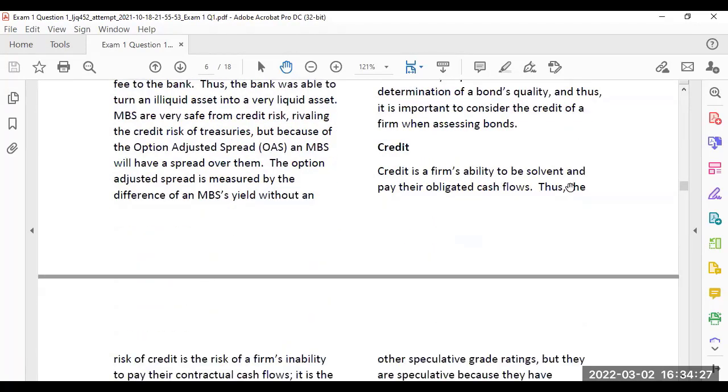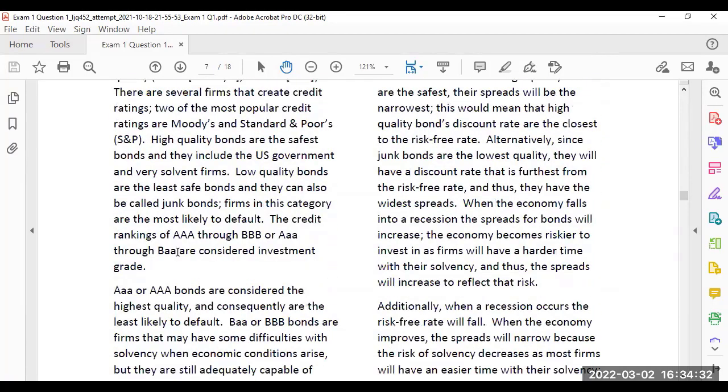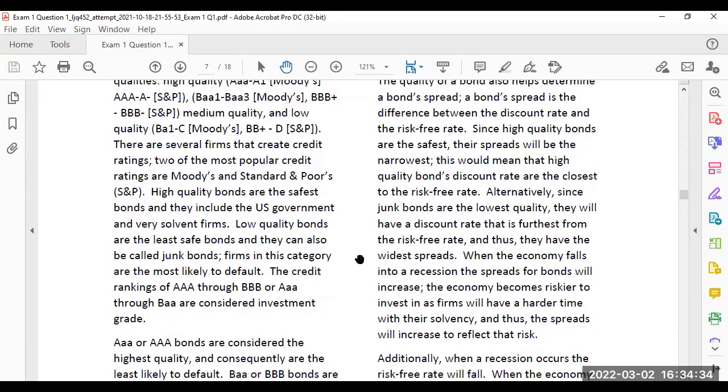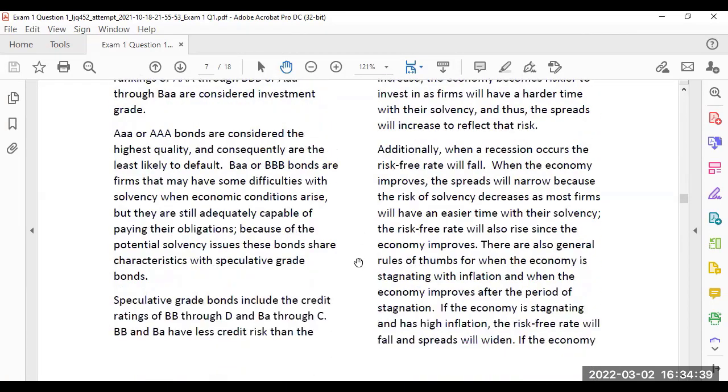Credit is the firm's ability to be solvent. There are categories of bonds. He's got the categories. I don't even know what he all said in here.